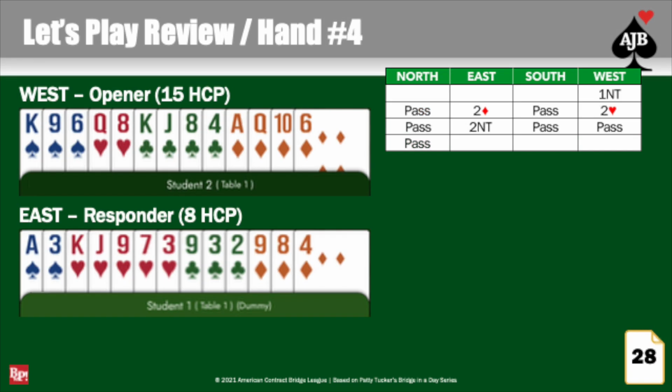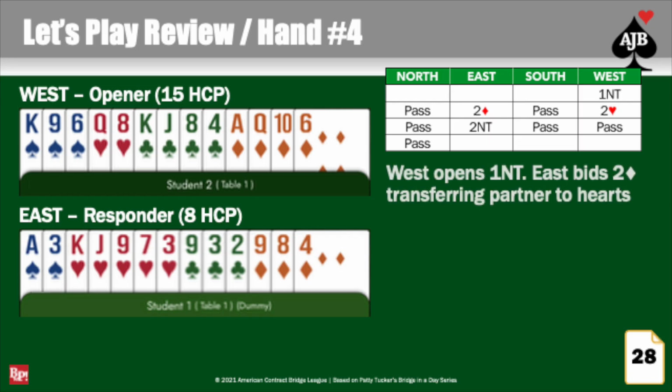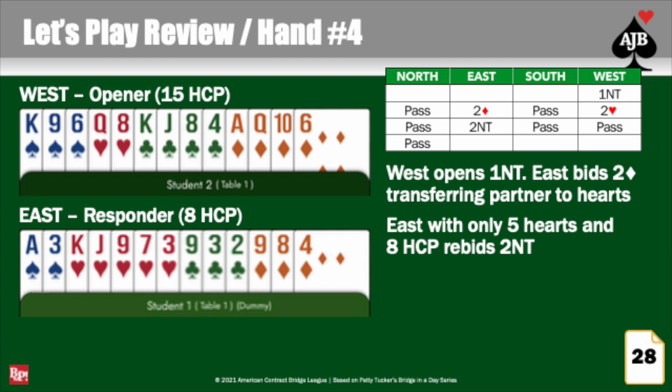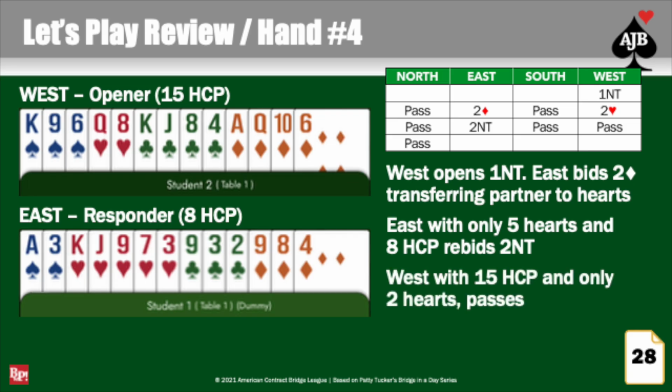In hand 4, West opened 1 no trump. East bid 2 diamonds as a transfer to hearts. West bid 2 hearts, as they must. East with only 5 hearts and 8 points just rebid 2 no trump. Said, partner, I only have 5 hearts. I only have 8 points. West looked at their hand and said, well, we don't have enough for game, and I only have 2 hearts. I pass.